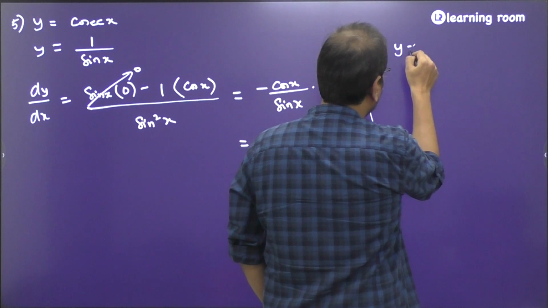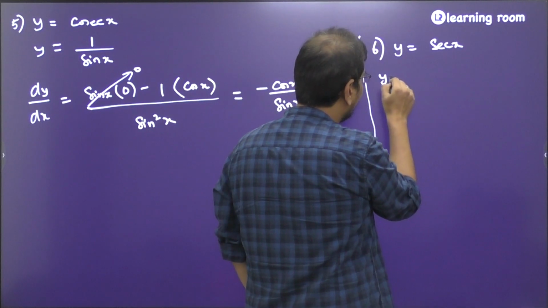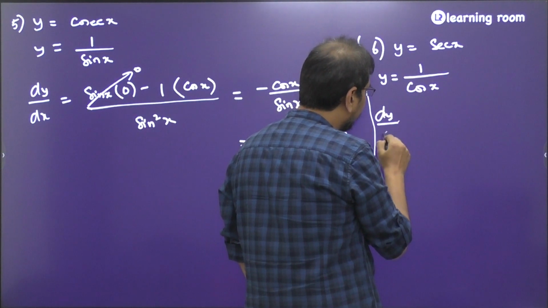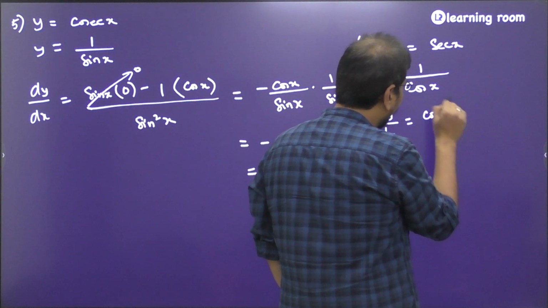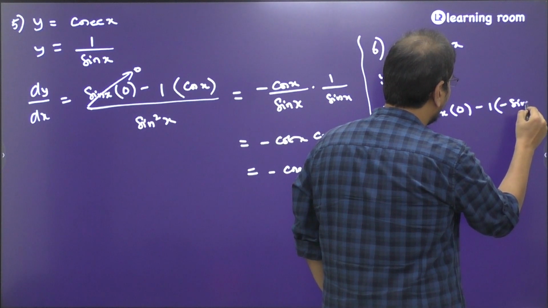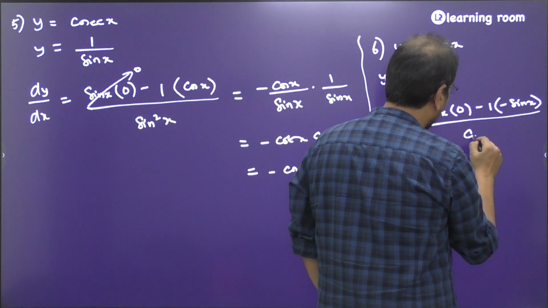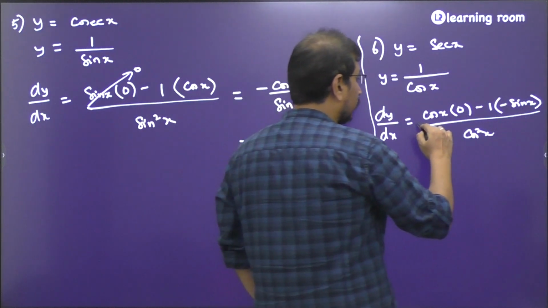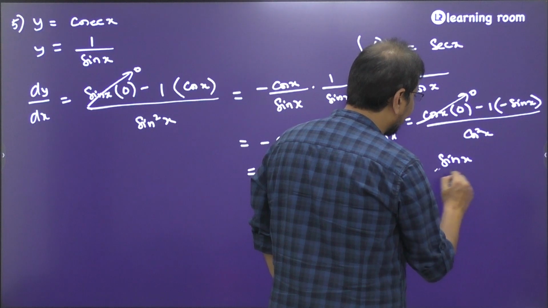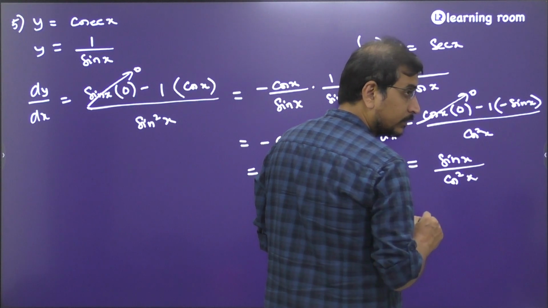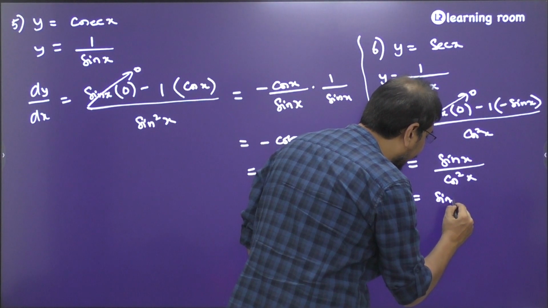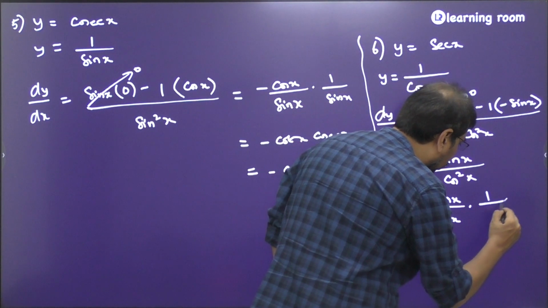So the sixth one is y is equal to secant x. So y is equal to, can I write it as 1 divided by cos x? So dy by dx will be cos x into derivative of 1, which is 0, minus 1 into derivative of cos x, which is minus sin x, the whole divided by cos square x. So this value is going to be 0. Minus of minus is plus. So I'll get sin x divided by cos square x. So you can write it as sin x by cos x into 1 by cos x.